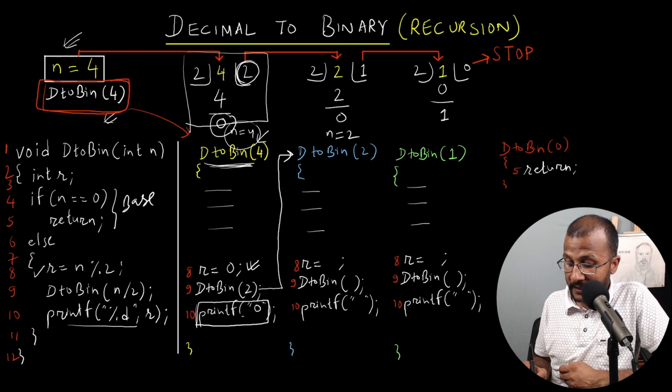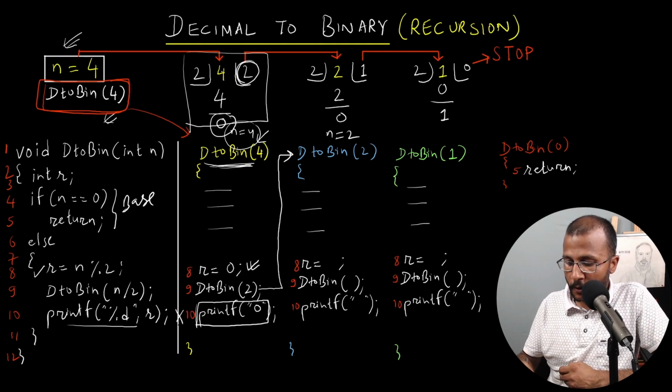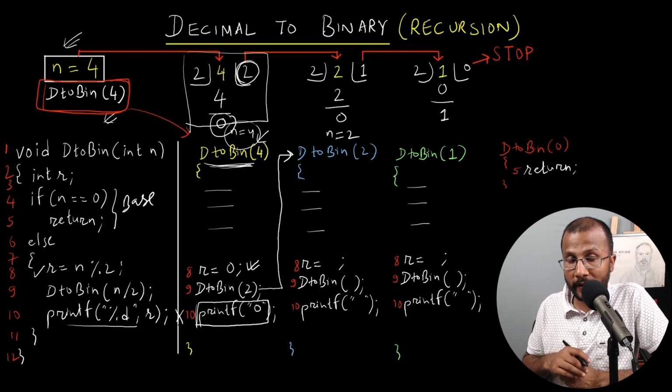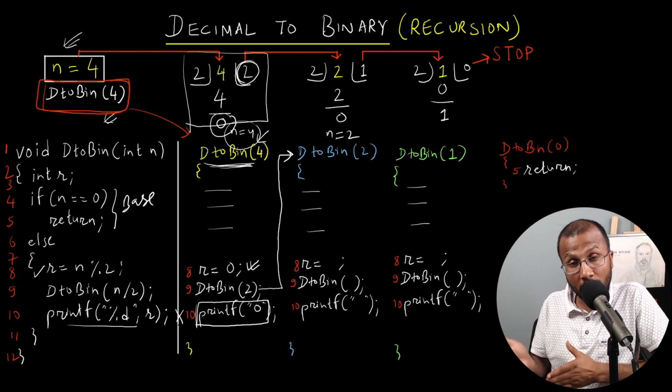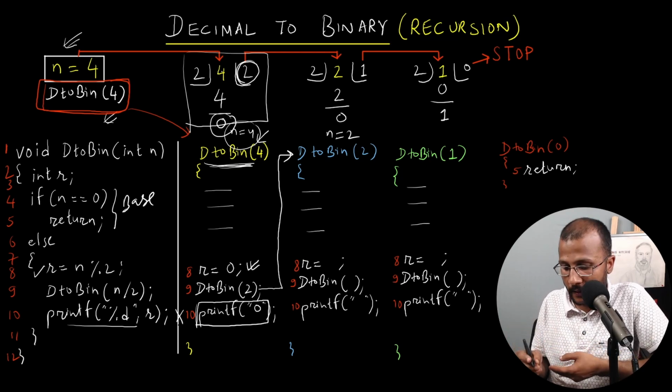Before this happens, it is calling this function decimal to binary passing the value of n as 2. So this line number 10 is pending right now. So this decimal to binary with argument 4 is not yet complete. It has to come back to this, because finally all the functions have to be completely executed. This is not completely executed as of now. So because in line number 9 there is a call to decimal to binary passing the value of n as 2, it will go to this function, the blue one, the second one.